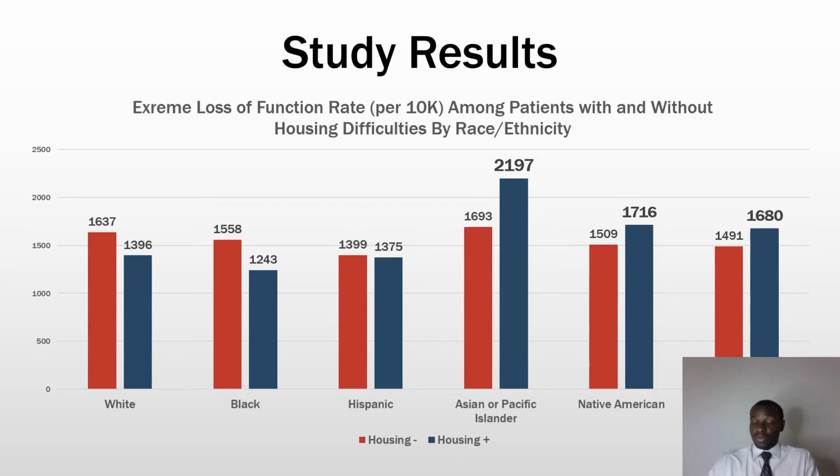We see also a higher trajectory of respiratory presentations among individuals with housing difficulties in the Native American population, as well as the population that identifies as other. In the Native American population, we see a rate of 1,509 and 1,716 per 10,000 presentations. Among the population that identifies as other, we see among individuals with housing difficulties a rate of 1,680 compared to 1,491 per 10,000 presentations.